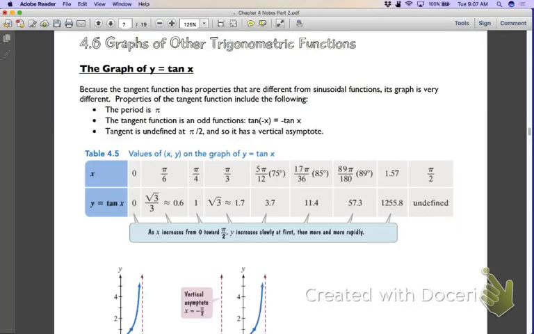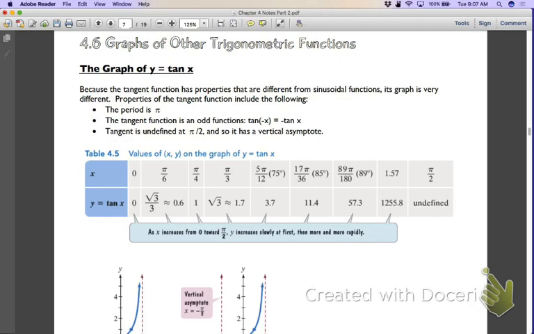Okay, the last few days we've spent time with sine and cosine functions. Now we're going to do the last one, which is going to be tangent functions. We'll talk at the end about cotangent, cosecant, and secant, but for the most part, you don't have to worry about those. You really just have to worry about the three main ones. You have to worry about sine, cosine, and tangent.